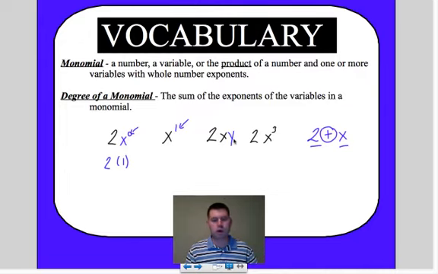If I throw in a y with that, this is still a monomial, but that's 1 and that's 1, so that gives us actually a degree of 2. Okay, 1 plus 1, we add them up. This one would have a degree of 3. Okay, and we'll get more and more into that as we go through.